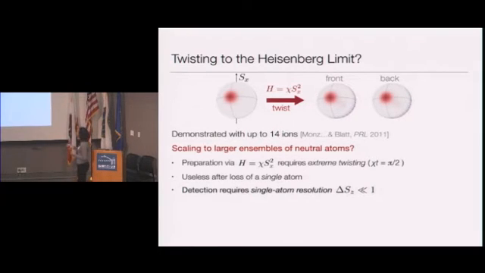Okay, so the challenges with scaling this are that it requires this very long coherent evolution time. This type of state is useless as soon as we lose a single atom. It completely decoheres. And related to that, actually detecting it requires the ability to detect individual atoms, and in fact to detect the parity of this collective spin. Okay, so all of these are challenges, and I want to particularly say a little bit more about this challenge of detection.